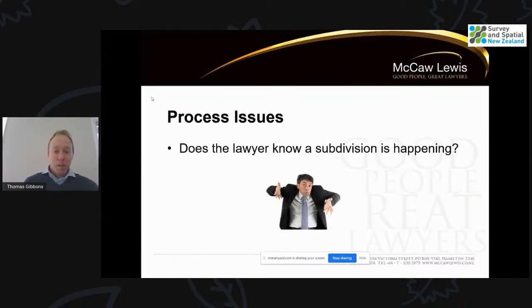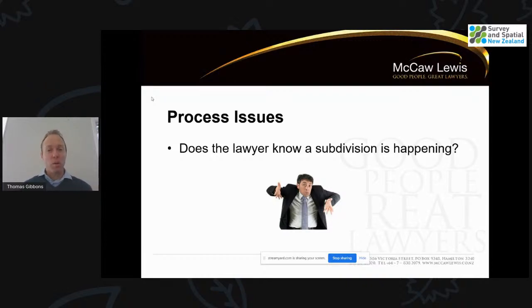And look, I shrugged because the number one question to ask yourself sometimes is, does the lawyer know that a subdivision is happening? Don't assume anything. The number of times gets less and less as I get older, but the number of times we've been told, hey, it's all ready to go, here is your 223 and 224C titles next week, and the answer is no.